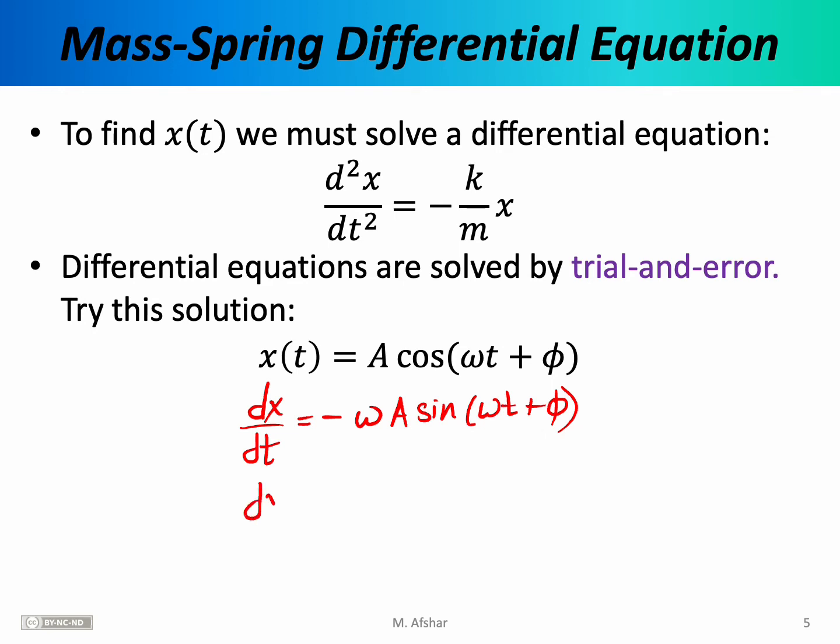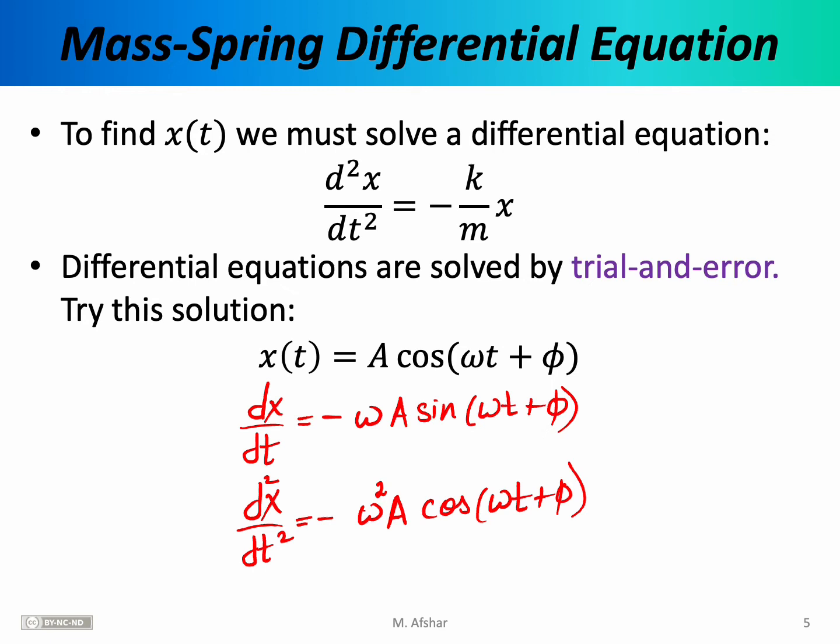Now I can take a second derivative, so I can take a derivative of the sine function, and the second derivative is going to be equal to minus omega a, and the derivative of a sine is a cosine of omega t plus phi, times the derivative of the argument, which gives me another omega, so I'll write that as omega squared.